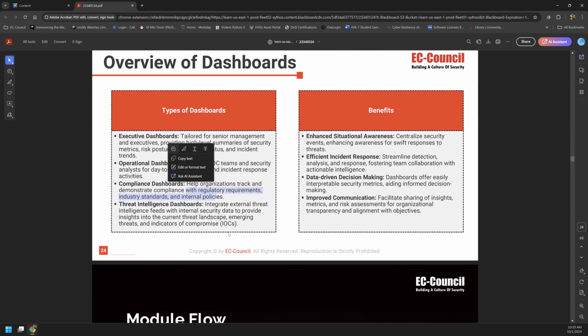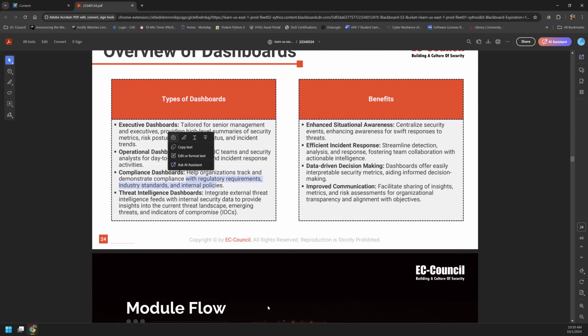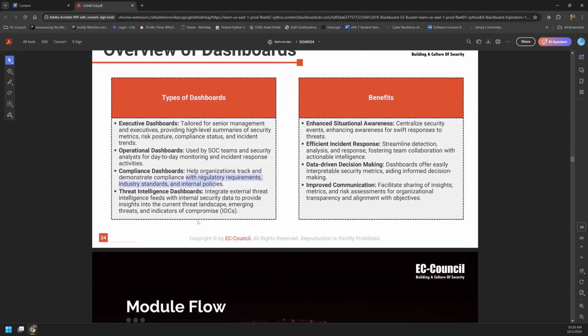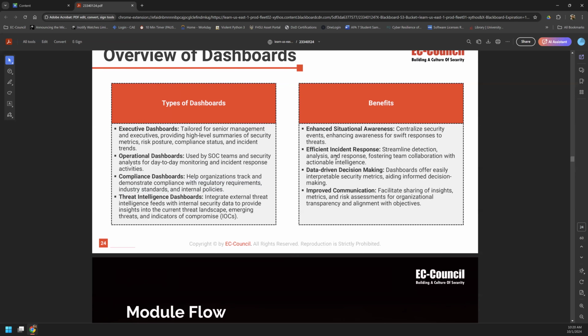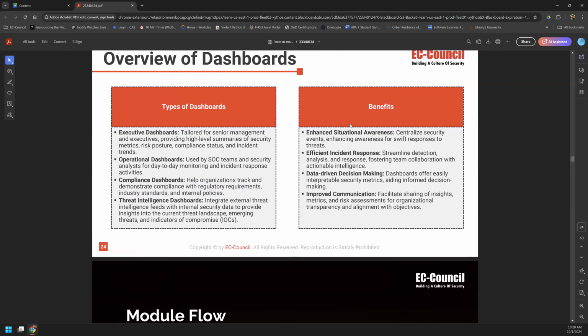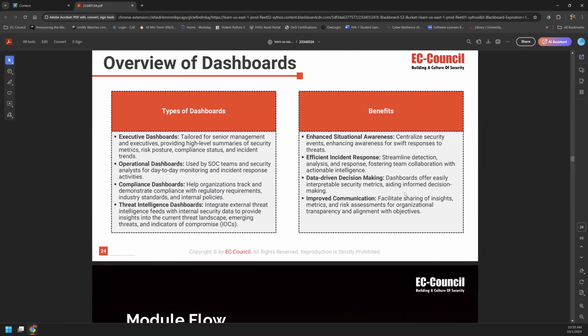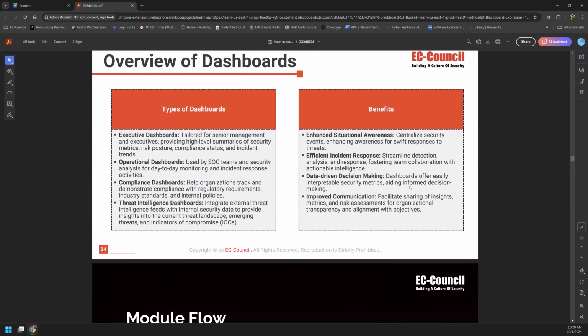These will integrate external threat intelligence feeds. So it'll be linked to a bunch of other different sources to try to provide you with insights into the current threat landscape, emerging threats, indicators of compromise. Yes, this could even be like tied into Reddit where you're pulling in what are the latest things people are talking about. You'll also have your CVE feeds, things like that will all show up in this dashboard. Benefits of that is you guys can see a better situational awareness, incident response, make data-driven decision-making, and then improve your communication across everybody in the site itself.